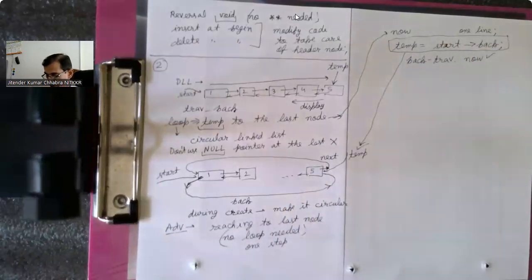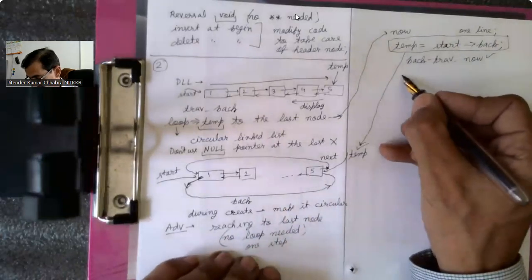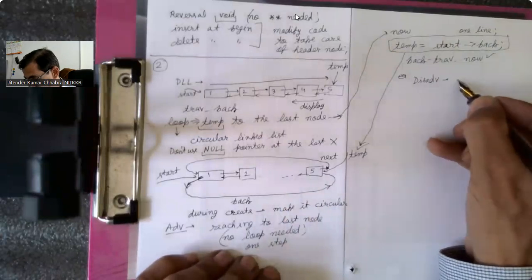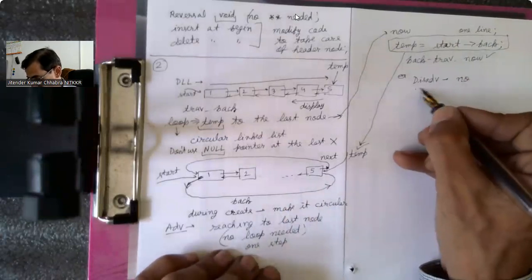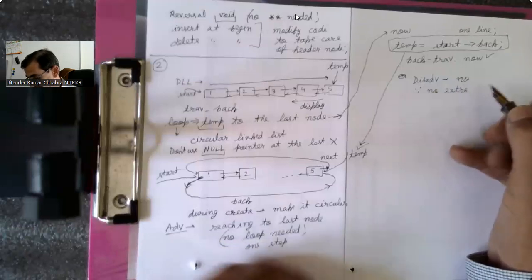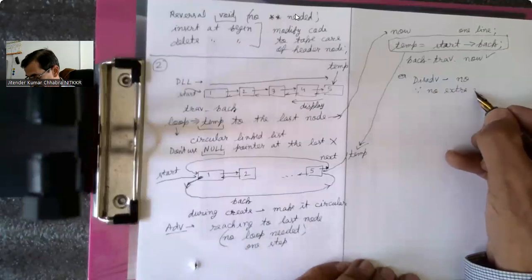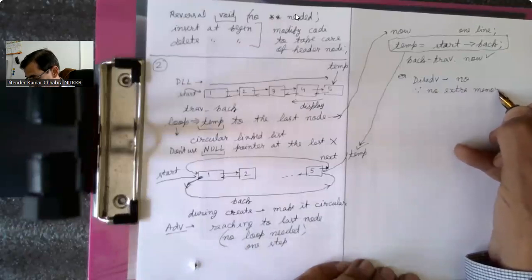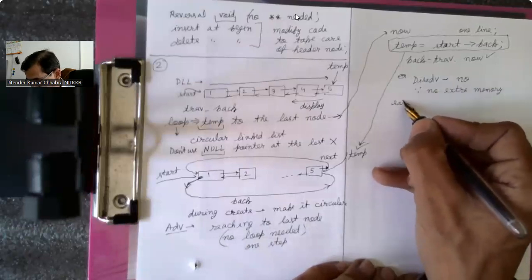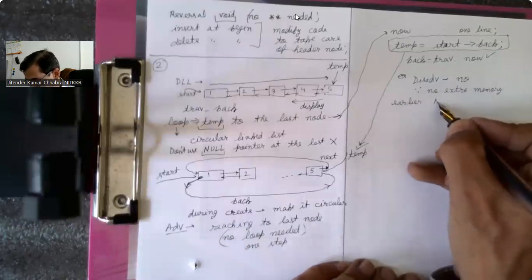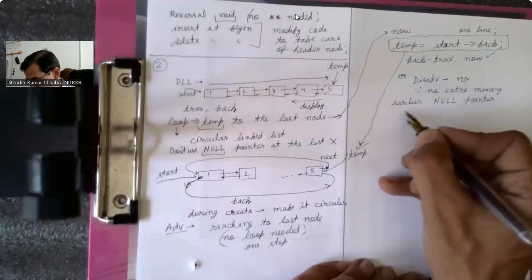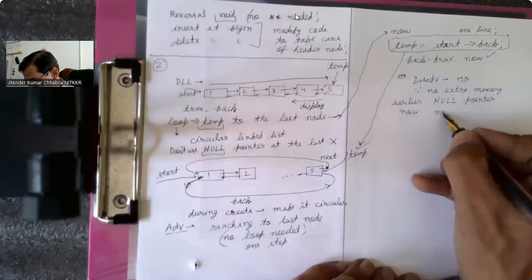And if the list was empty, of course not. So with the circular list, this becomes an advantage and no disadvantage, no extra memory, because the node already existed. We have just used the node pointer to point in this way. The only thing is, earlier we were using null pointers in the linked list. Now, no null pointer will exist.